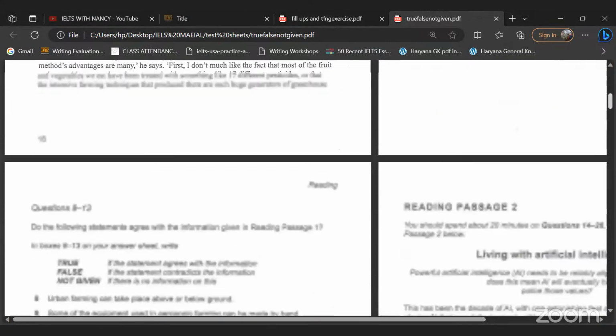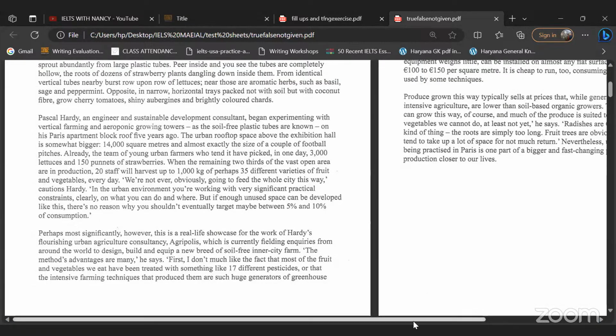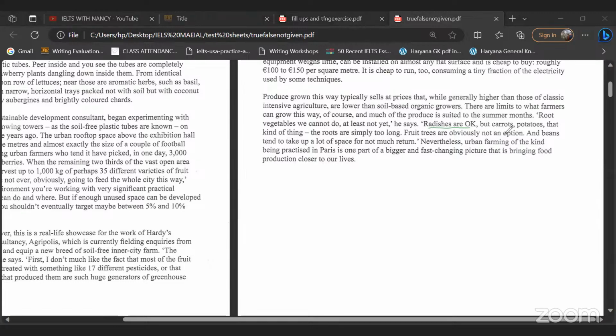Similarly, if I scroll down, so beans take longer to grow on an urban farm than other vegetable. If I compare different vegetables, so beans take longer to grow. The time taken by beans to grow is much more. So beans, have they mentioned anything about beans in the subsequent line? They talked about radishes, they talked about carrots, potatoes, they talked about only this much. Beans have not been mentioned. So the answer has to be not given. Are you getting how do we spot the answers?